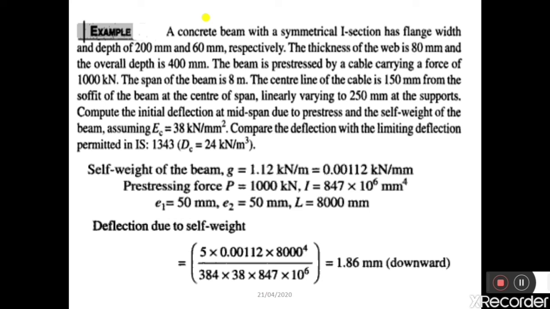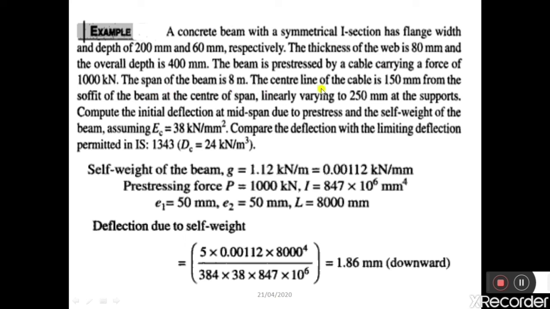So let us consider an example. A concrete beam with a symmetrical I section has flange width and depth of 200 mm and 60 mm respectively. The thickness of web is 80 mm and overall depth is 400 mm. The beam is pre-stressed by a cable carrying a force of 1000 kN. The span of the beam is 8 meter.